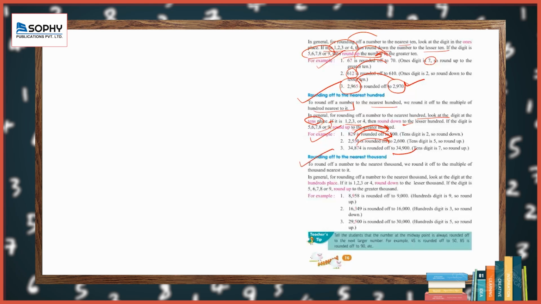Now rounding off to the nearest 1000. To round off a number to the nearest 1000, we round it off to the multiple of thousands nearest to it. In general, for rounding off a number to nearest 1000, look at the digit at the 100 place. If it is 1, 2, 3, 4, round down to the lesser 1000. If the digit is 5 to 9, round up to the greater 1000. For example, 8968 is rounded off to 9000. Why? Because 9 is greater than 5. 16,345 can be rounded off to 16,000 as 3 is less than 5. And this can be rounded off to 30,000 as the digit is 5, so we can round it up.